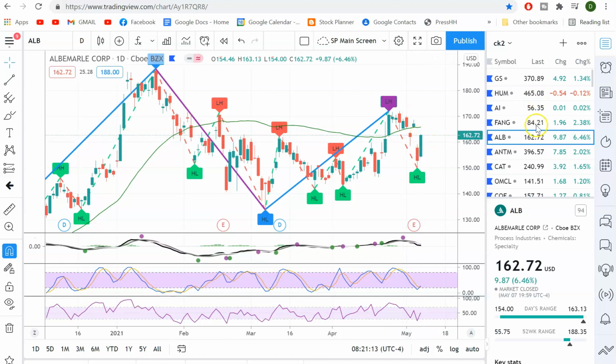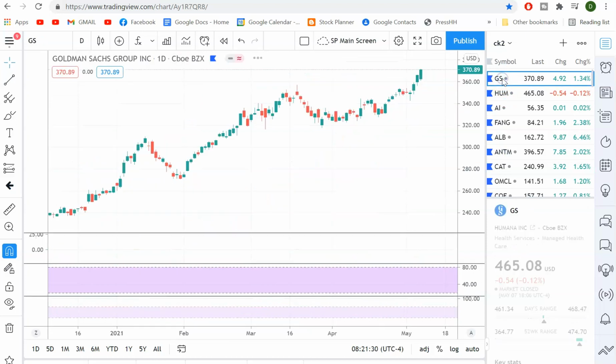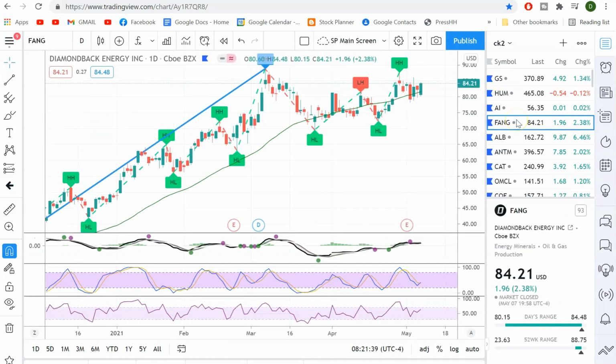So I developed a list. Where did I get these stocks? These are stocks that I know and love. I know a little bit about them. Caterpillar, healthcare, Humana is another healthcare, Goldman Sachs. This is a new one, AI, oil company. Each one I know a little bit about, and then I backtest them some with my indicators, see how they perform.